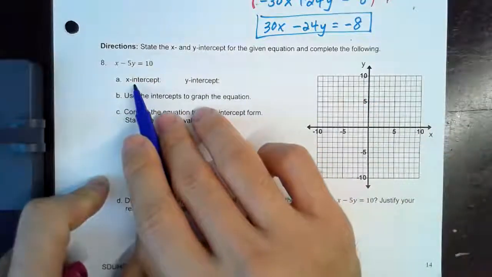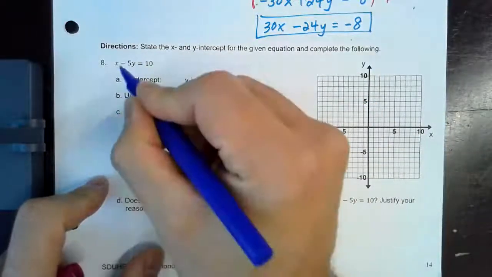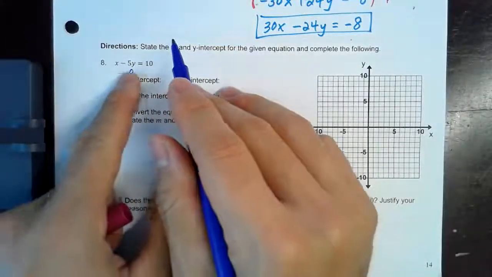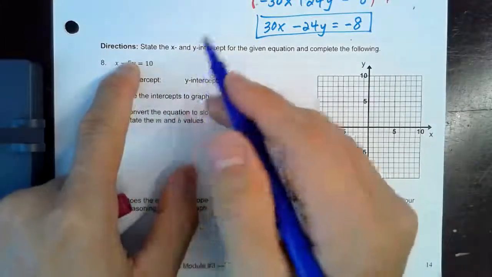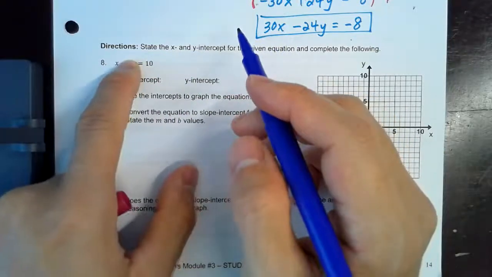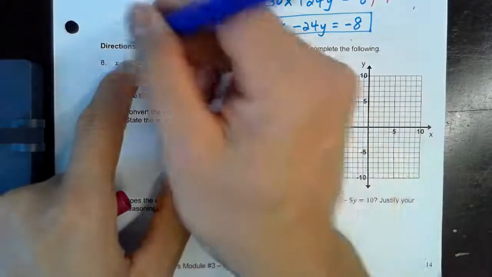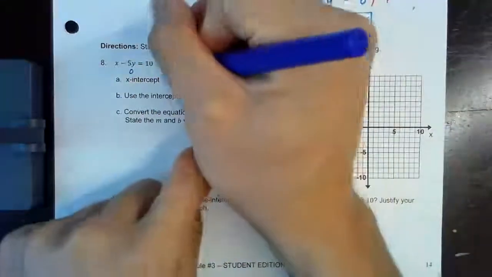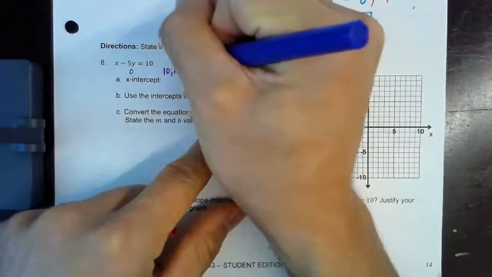In order to calculate the x-intercept, remember that your y value must be 0. And if your y value is 0, you essentially can just block out the y and solve for x. Does everyone see that x is going to equal 10 in this case? Right? So my x-intercept is going to be 10 comma 0.